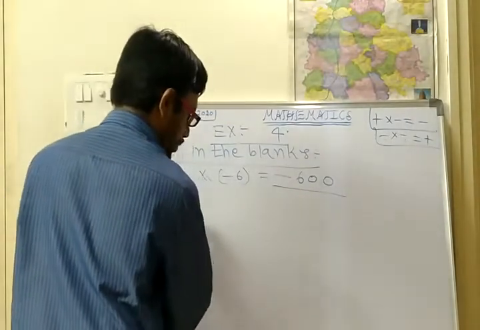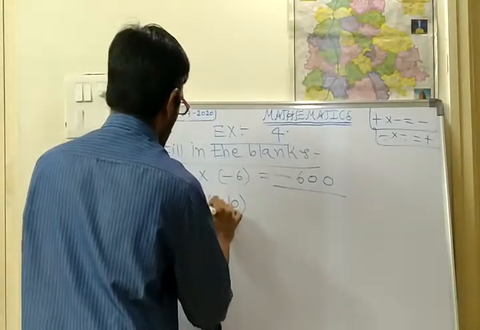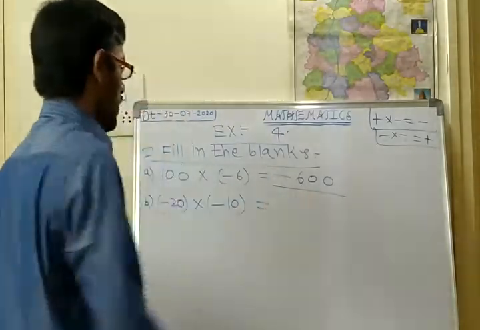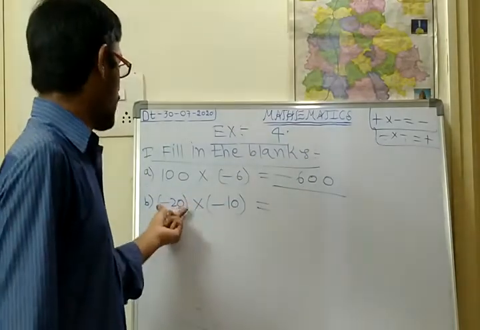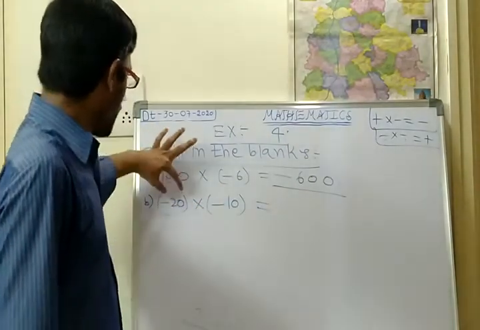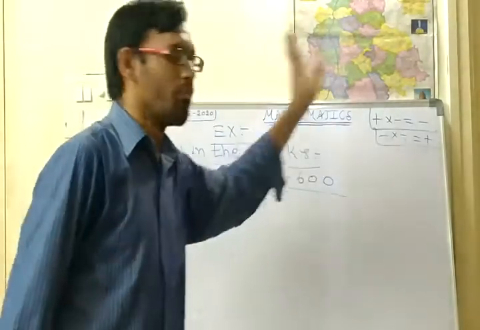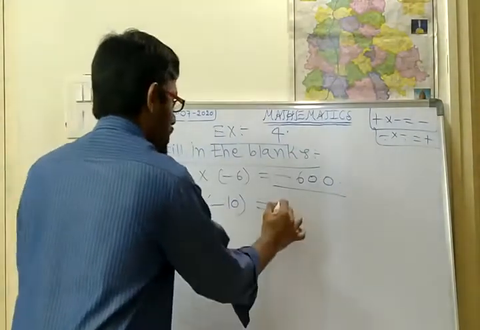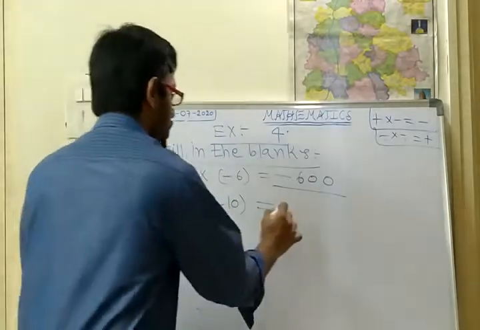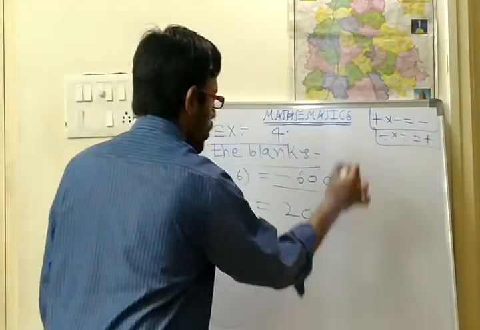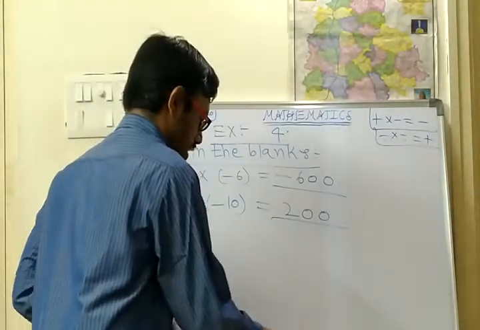Next one, minus 20 into minus 10. Here only two negative integers are there. So the product of two negative integers is what? Positive integer. Minus into minus is plus, so no need to keep the plus. So 20 into 10 is 200. So 200 is the answer for this problem. Okay, like this you have to write.